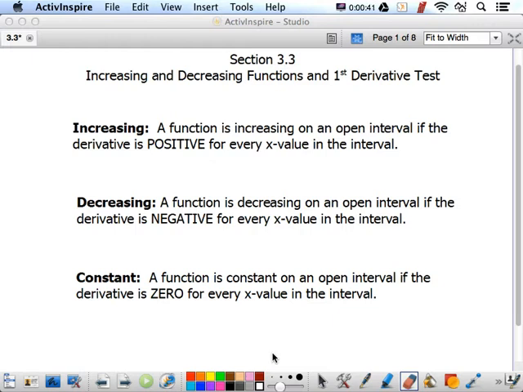Decreasing is defined as a function on an open interval where the derivative is negative for every x value in that interval. The rate of change is negative. So that just means that as the x's increase, the y's are decreasing. And then it's considered constant if on an open interval the derivative is 0 for every x value in the interval. So we'll pause there and see if you have any questions.